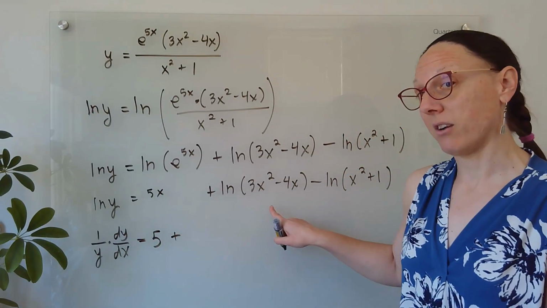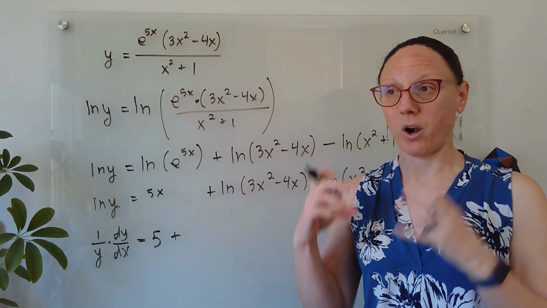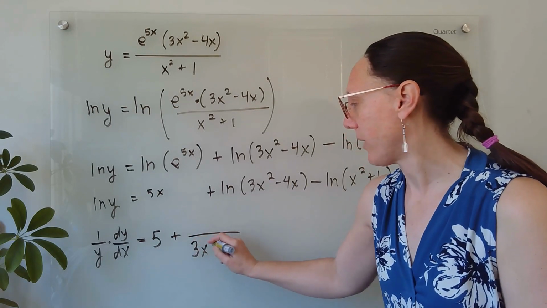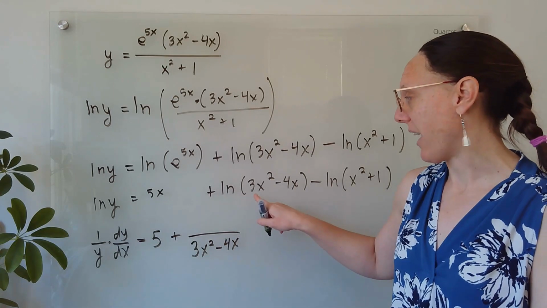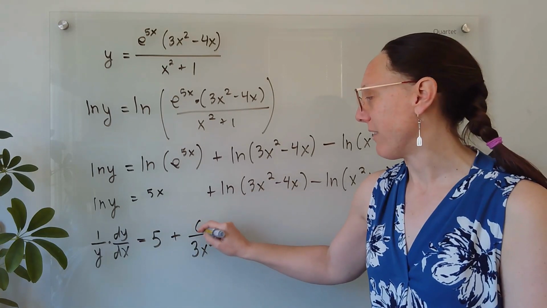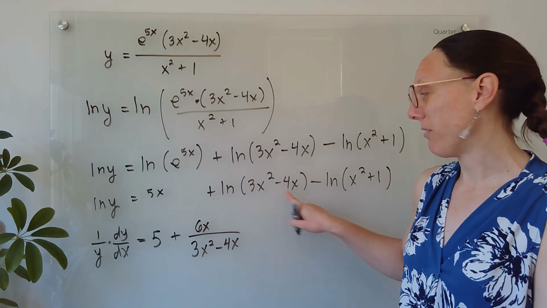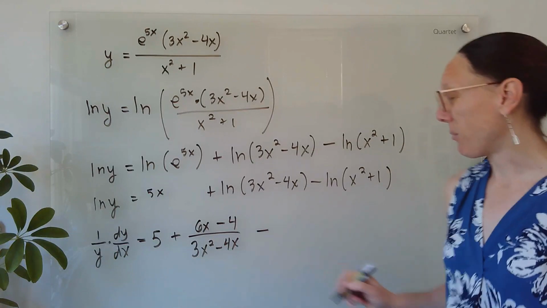Here I've got natural log of something, so when I use that chain rule, the derivative of the something part can go in the numerator. So I'll have 1 over 3x squared minus 4x, and then the derivative of that inside, 3 times 2 would give me a 6. Subtracting 1 from the exponent, I'm just at x, and the derivative of negative 4x is negative 4.